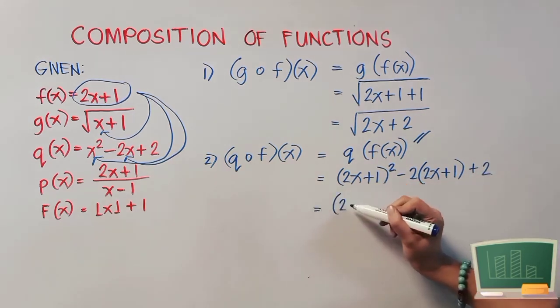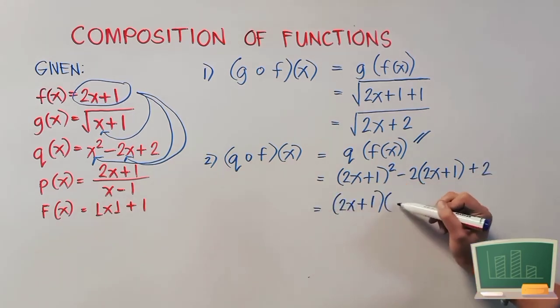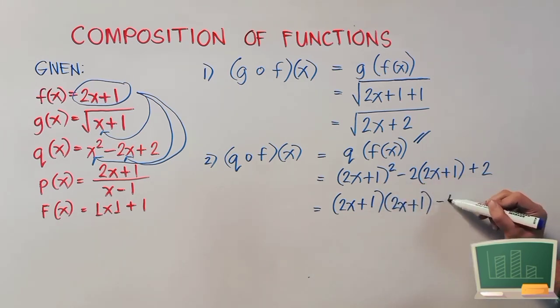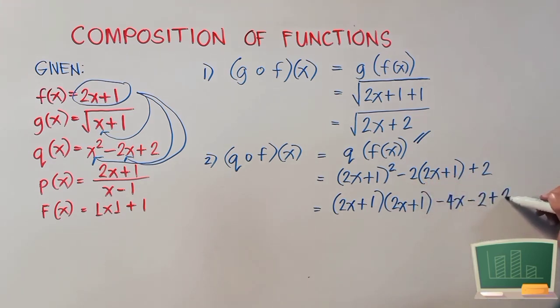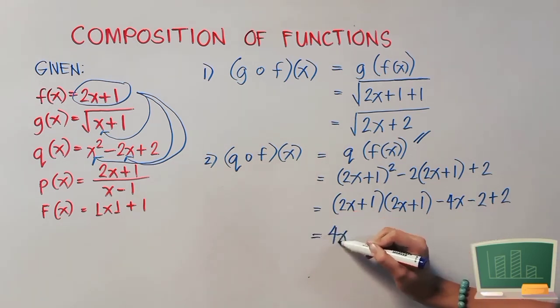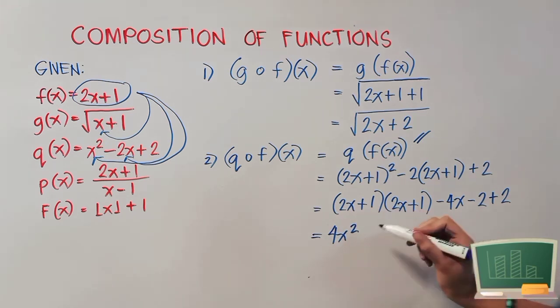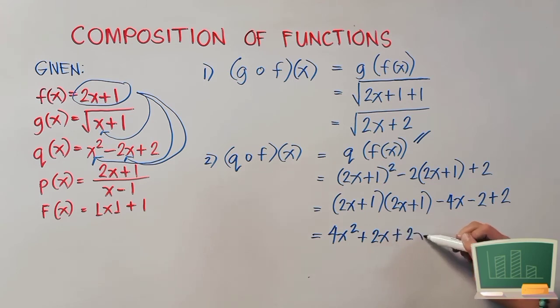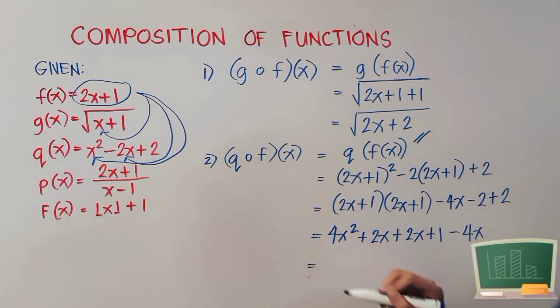This can be written as 2x plus 1 multiplied to itself, and then we'll just distribute the negative 2 here, so that is negative 4x, negative 2 times positive 1 is negative 2, and we'll just copy plus 2. Doing the FOIL method, we have here 4x squared, 2x times 1 is positive 2x, 1 times 2x is positive 2x, and 1 times 1 is equal to positive 1. We'll copy negative 4x here, and negative 2 plus 2 is 0, so we don't have to write anything.